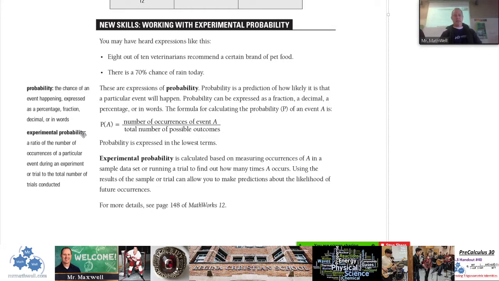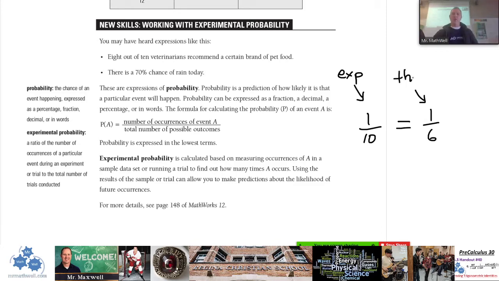Now, is that the theoretical probability? If I actually rolled and 1 out of every 10 was a 2, is that the same as 1 out of 6? Well, this would be your experimental probability, and because you've been through this chapter, you might know what the other one is. There we go. Very good. Theoretical. So this is the theoretical.